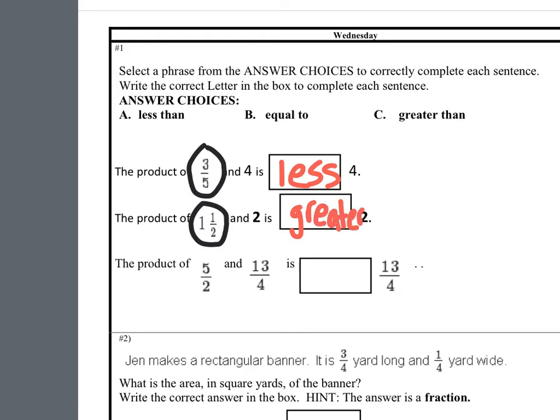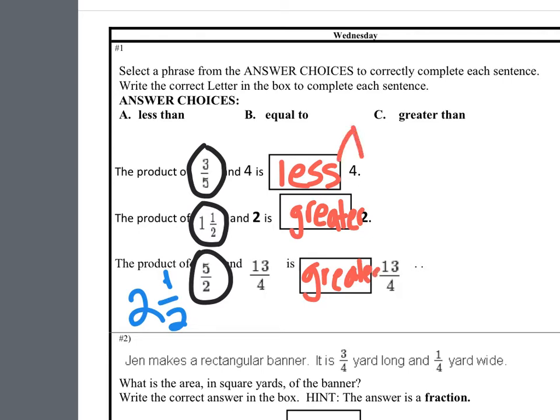And the last one, the product of 5/2 and 13/4 is something 13/4. Once again, 5/2 is really 2 and 1/2, right? Because 2 can go into 5 twice, and there'll be 1 left out of 2. And of course, that's also going to be greater. So it will be A, C, C.